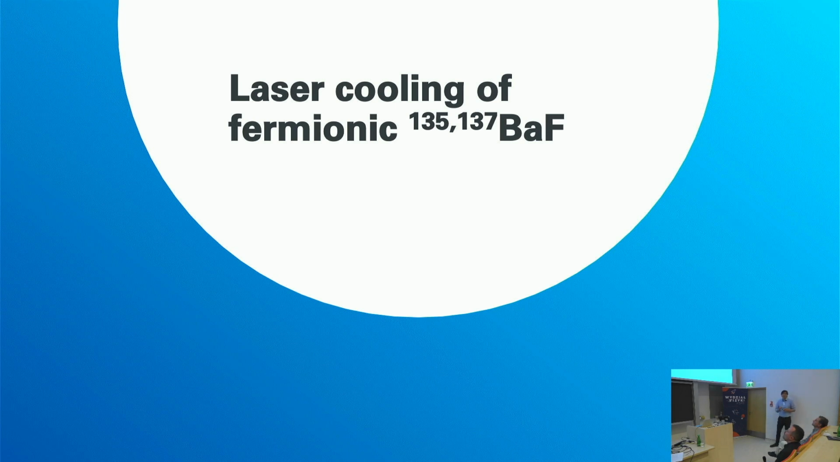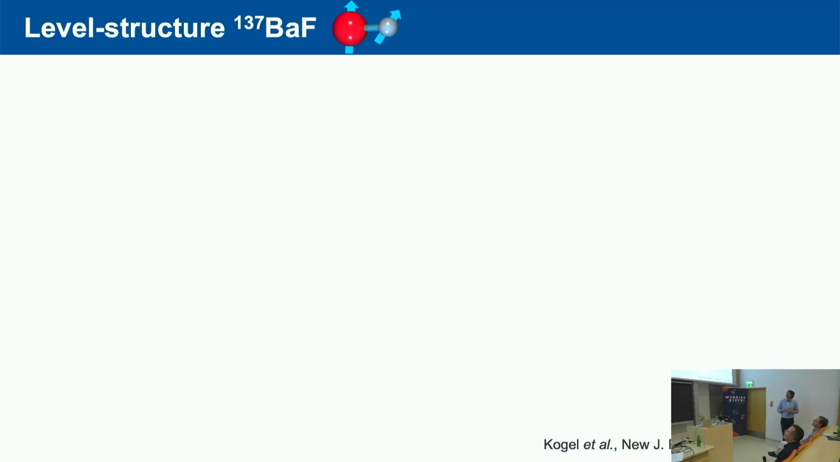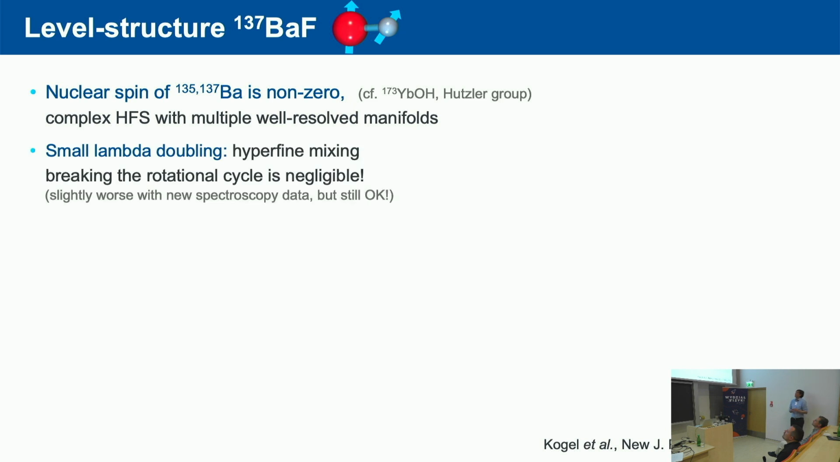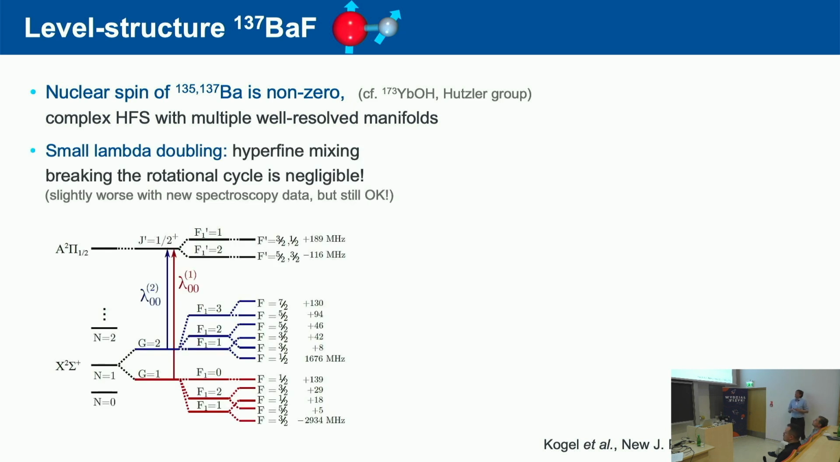So let me now switch gears and go to the more complex fermionic ones. As I said, the problem here is that you have 2 nuclear spins. That gives you a very complex hyperfine structure here that you need to deal with now. What is actually very nice in barium fluoride is this rotational cycle that you normally use is still a very good one. So you don't get a lot of leakage out of this. So in principle, you should be able to cycle a lot of photons if you just find a way to deal with the hyperfine structure.